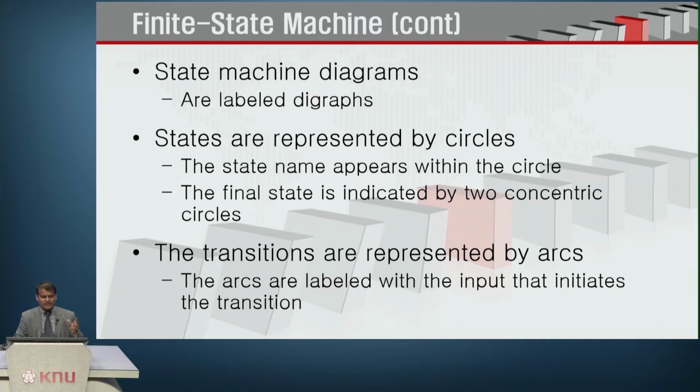The one I gave as an example is not really a pure example. We are going to see some simple symbols, exactly how we define this finite state machine. States are represented by circles. In fact, we did the same thing. The state names appear within the circle, and the final state is indicated by two concentric circles. Again, the transitions are represented by arcs. You just put an arc that connects one state with the other state. Next, the arcs are labeled with the input that initiates the transition.